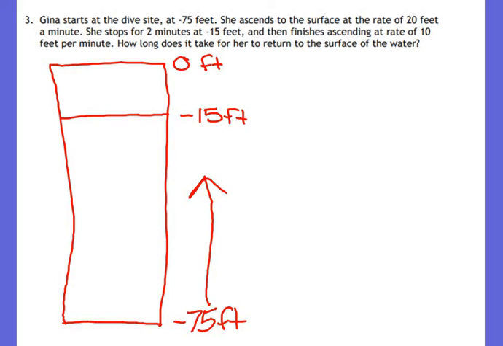How fast is she ascending here? Pretty fast. Okay, and what is pretty fast? 20 feet per minute is how fast she's ascending. Then she stops at negative 15 feet. How long does she stop for? 2 minutes. I'd say take a breather, but I hope she's not taking a breather.